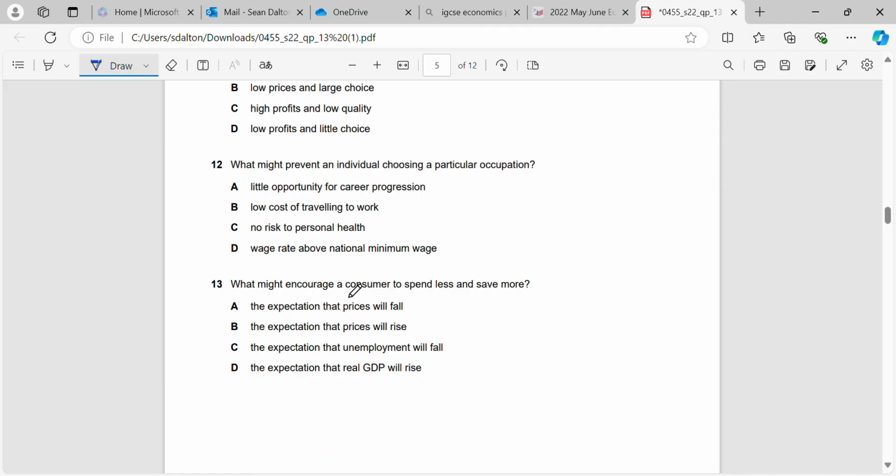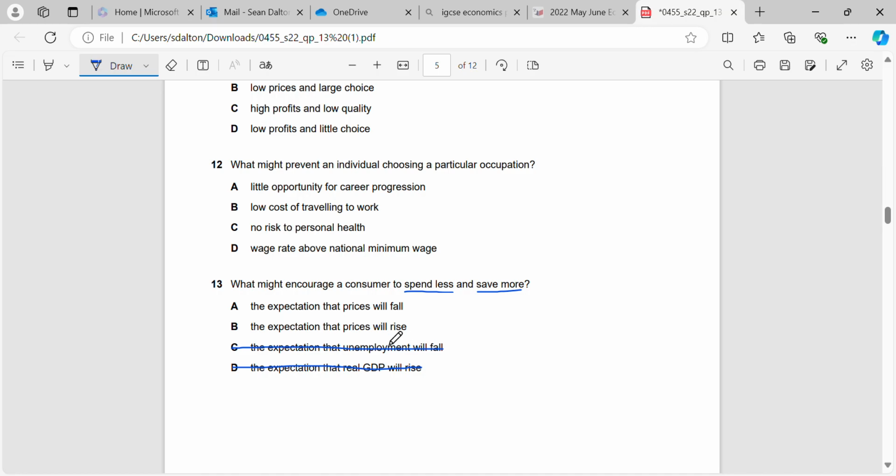Okay, 13. Now this is a difficult question. What might encourage a consumer to spend less and to save more? Okay, so first of all, consumers, depending on whether they're optimistic or pessimistic about the future, are going to behave in different ways, in terms of the type of policy that the government uses. So if they expect that unemployment will fall, that's a good thing for an economy, right? And if they expect that GDP will rise, that's also a good thing for an economy. So why would they spend less and save more? They would spend more and save less if they expected unemployment would fall or that GDP would rise.